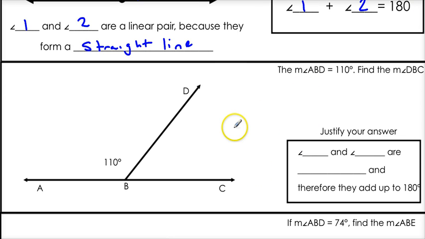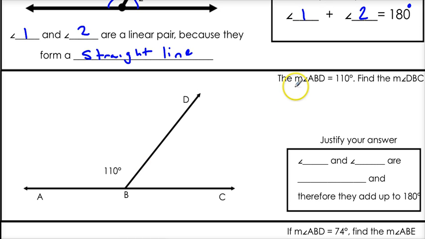Alright, so let's get into some practice. Let's see how this is done. In this case, we know that the measure, and remember that M means measure, of angle ABD is 110 degrees. So ABD right here is 110 degrees. We want to find the measure of DBC, which is right here.